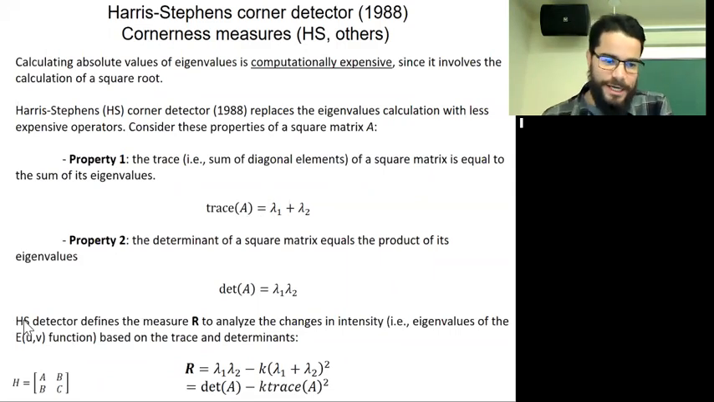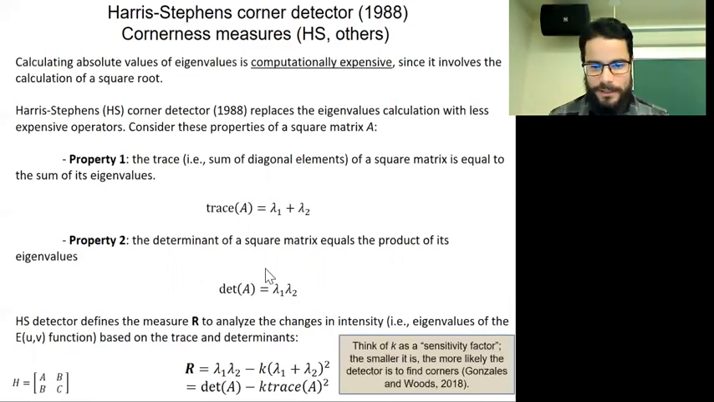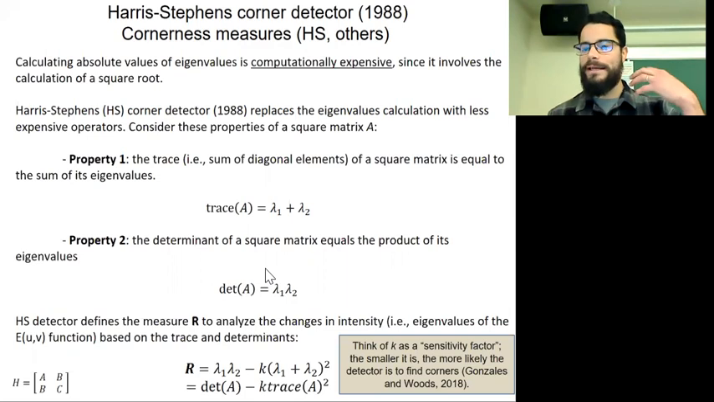Very interesting, right? Then the HS detector continues to define the measure R to analyze the changes in intensity, meaning the eigenvalues of the function. We discussed that at length, based only on the trace and the determinants. So they are looking at this relationship, the multiplication of the eigenvalues minus their summation. But instead of calculating their actual values to calculate R, they are just looking at the determinant of the matrix and the trace of the matrix. Very good, right? So computationally, it's way, way more efficient to do that. By the way, this parameter K, you can think of it as a sensitivity factor. The smaller it is, the more likely the detector is to find corners. So it becomes more or less sensitive to what it considers to be corners.